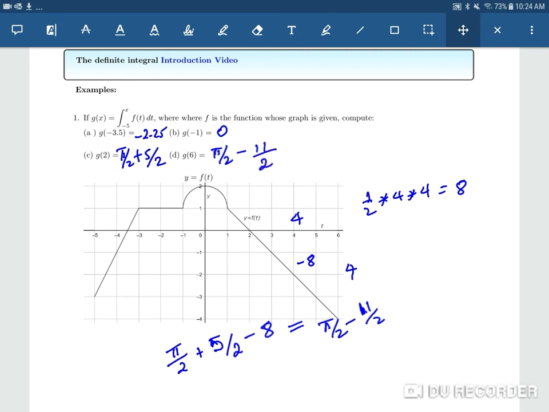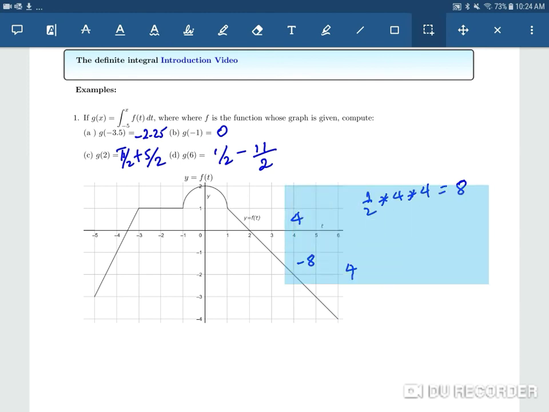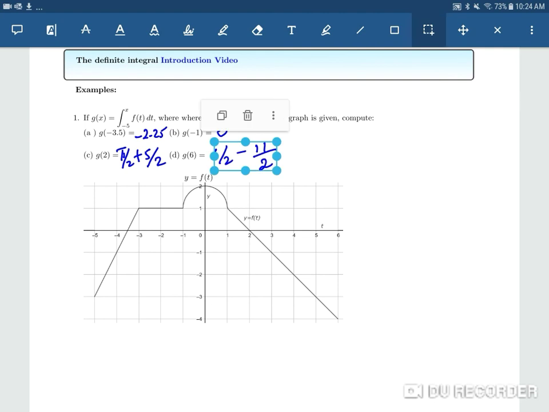All right, this is a negative number, but why is it negative? Because the area under the curve, under the x-axis, is bigger. So this and this in aggregate is bigger than the area above the x-axis. And so that's the answer.